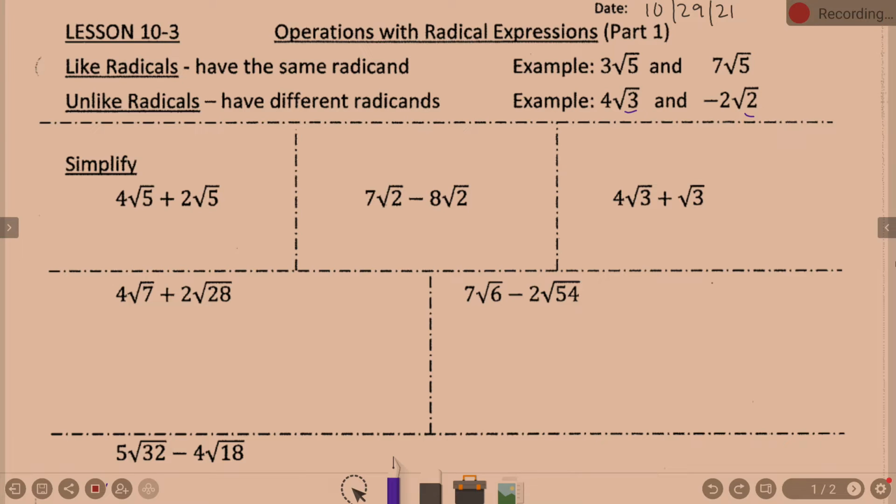Okay, so let's look at example 1. 4 square root of 5 plus 2 square root of 5. 6, so 6 square root of 5. You got it. As you said, my radicands are the same. Since they're both square roots of 5, we add the numbers in front and stick them together. Okay, next example. 7 square root of 2 minus 8 square root of 2. Negative 1 square root of 2. Good. 7 minus 8 is negative 1, and they're both attached to a square root of 2.